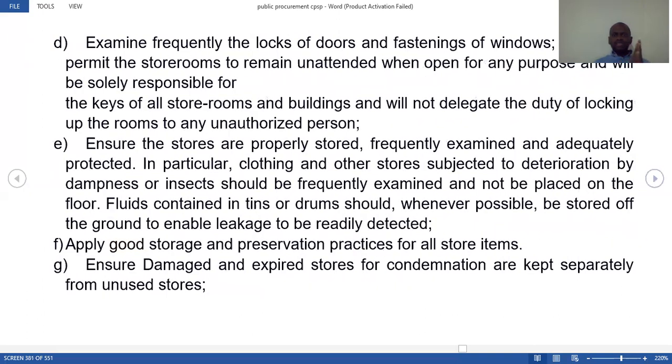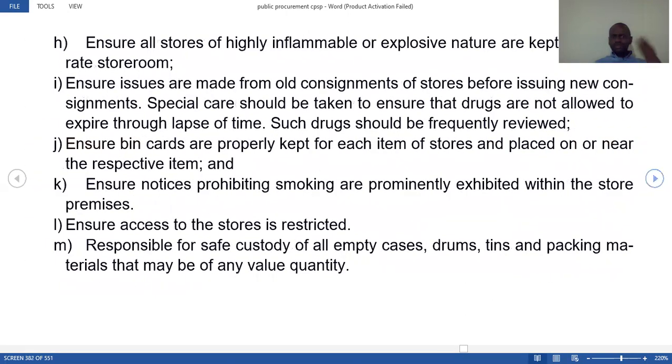They also look at issues of whether items are properly stored and inventory does not in any way get affected. Issues of preservation also, they ensure that all items are preserved well so that you do not have cases of maybe rodents interfering with inventories. And the other ones are just the normal functions that we do.